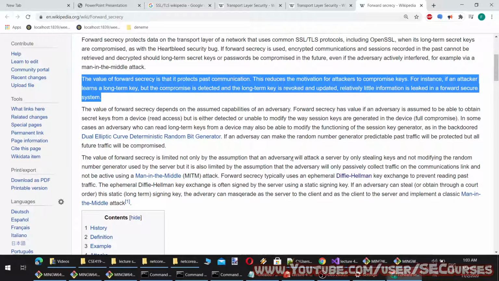The value of forward secrecy is that it protects past communication. This reduces the motivation for attackers to compromise keys. For instance, if an attacker learns a long-term key, but the compromise is detected and the long-term key is revoked and updated, relatively little information is leaked in a forward secure system.